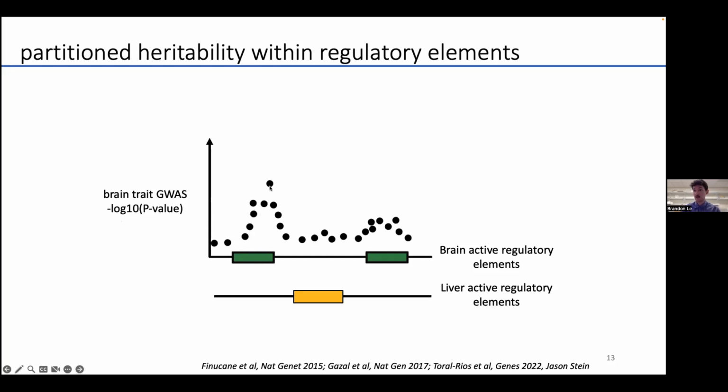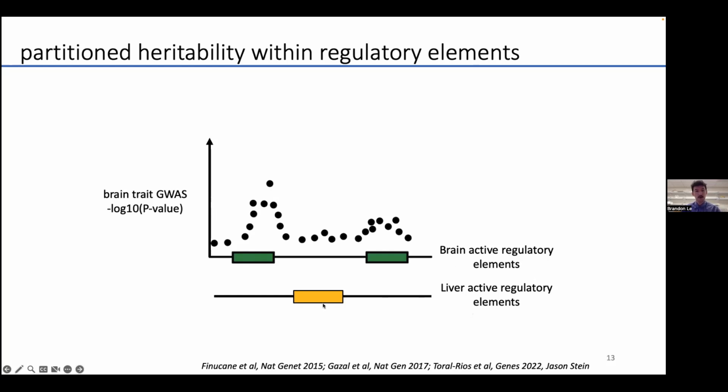So say there's a significant locus here associated with, let's say, autism risk. And we can look to see whether that signal falls closer to certain regulatory annotations that we can define. So here we're looking at two different kinds of elements, one that are active from brain tissue and maybe another from non-brain tissue like the liver. And so here we could say that the heritability for this brain trait seems to be concentrated more towards these brain regulatory elements, more so than these liver elements.